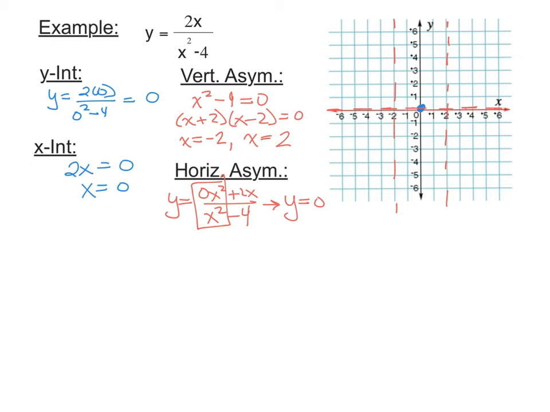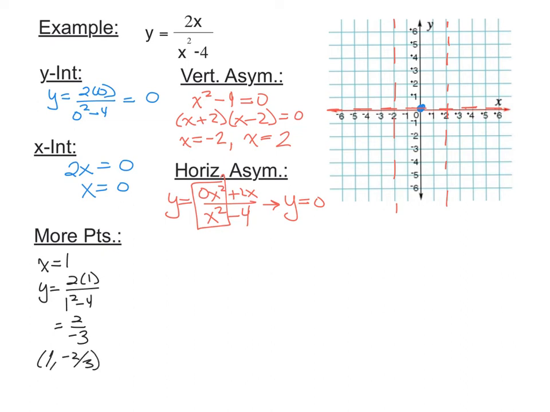So in order to get a better graph, we need to find more points. So maybe first I want to see what's going to happen in this middle region of my graph. So I pick a point that's in there, like x equals 1. If x equals 1, we go ahead and plug it into y, and we'll have 2 times 1 over 1 squared minus 4. That would be 2 over negative 3. So when x is 1, y is negative 2/3, so we're talking about the point 1, negative 2/3.